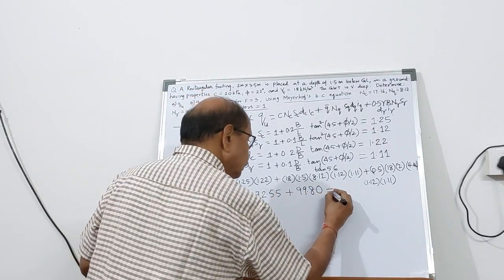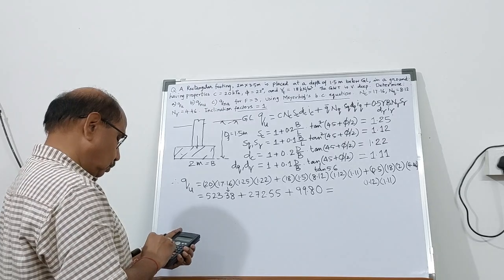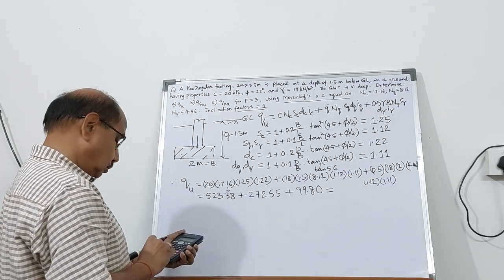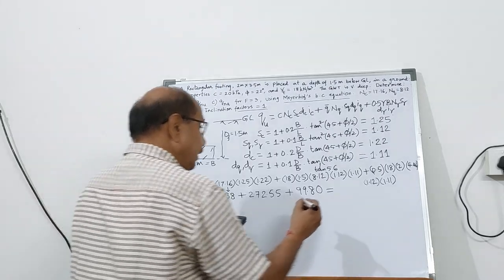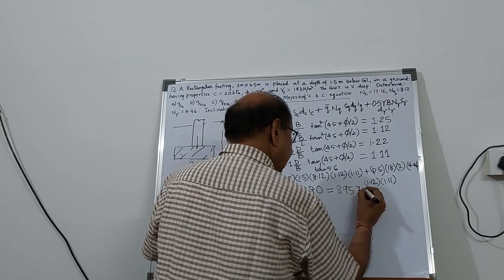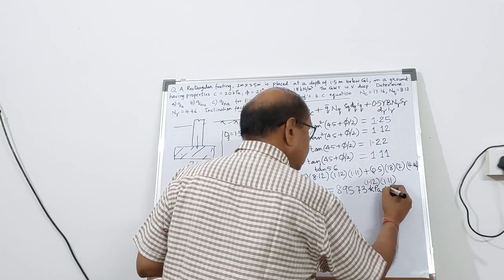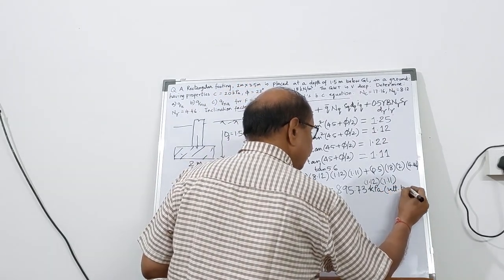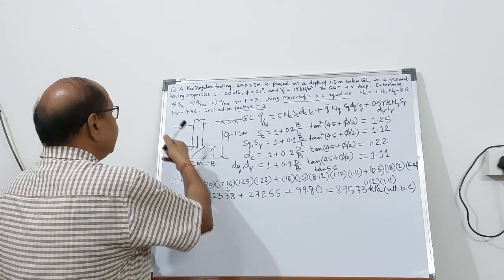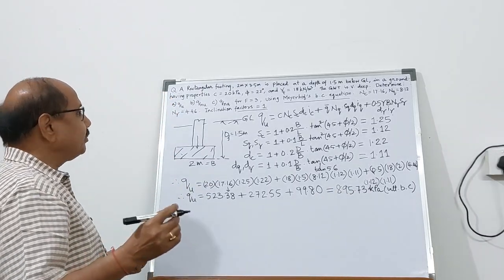So if you sum up the answer comes out to be 895.73 kilopascal. So this is the ultimate bearing capacity. Therefore, QU, that is the A part, is known to us. QU equal to 895.73 kilopascal. That's the ultimate bearing capacity.